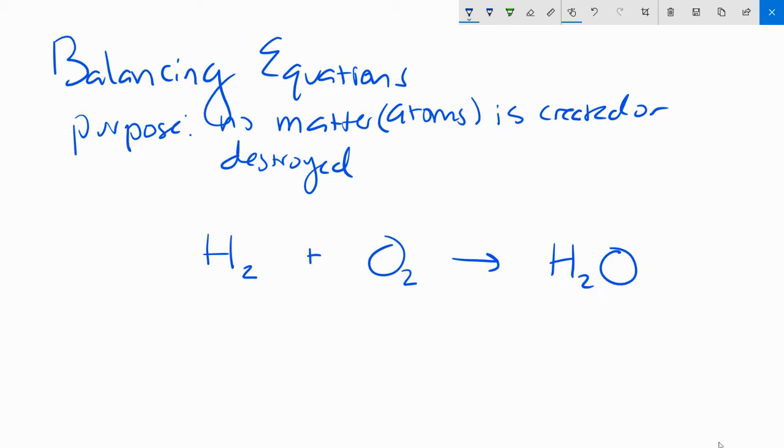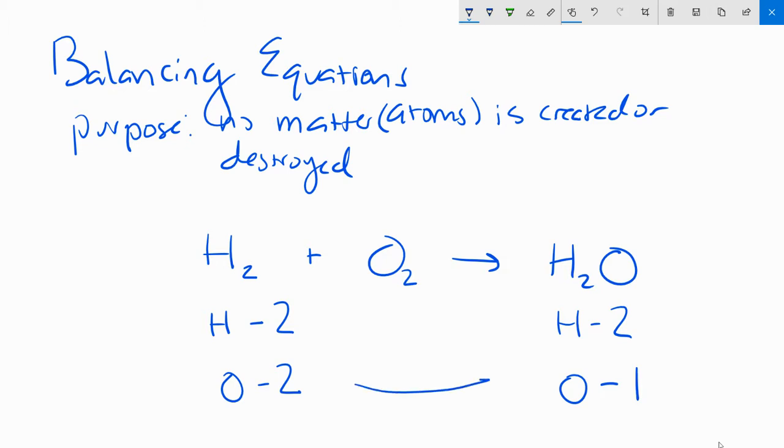If I count how many of each type of atom I have on each side of my arrow on my chemical equation, for hydrogen, I'm going to have 2. For oxygen, I have 2 on this side. On this side, I have 2 hydrogens, and on this side, I only have 1 oxygen. So that means that an oxygen has gone away. And that's bad, okay? We don't want that. We want everything to match. We don't want any oxygens to spontaneously disappear or to spontaneously appear.